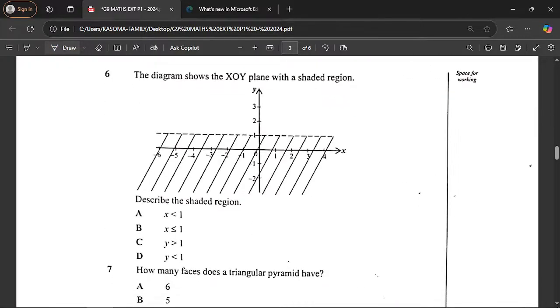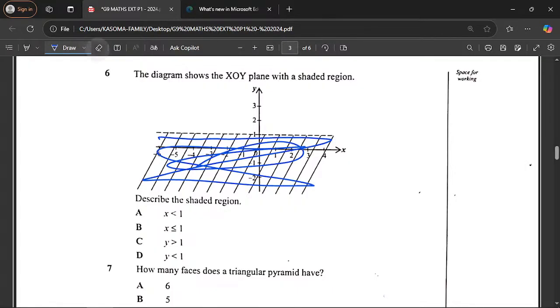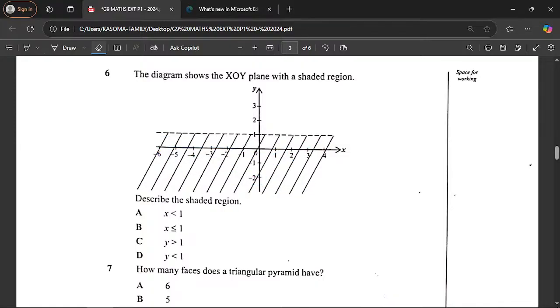We come to question 6. Question 6 is as follows. The diagram shows an xy plane with a shaded region. Okay, so this is the shape. We can take time and look at the shape, and I'm sure you're able to see the shaded area. The shaded area is the one down here. This one here is the shaded area. So the question is, describe the shaded region.